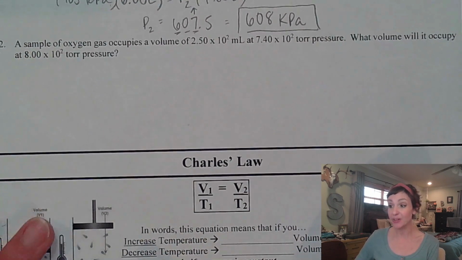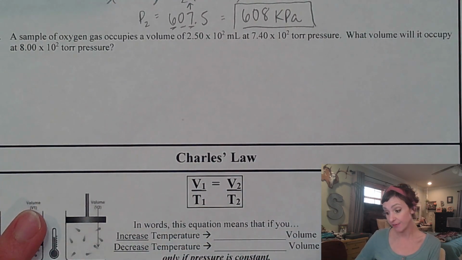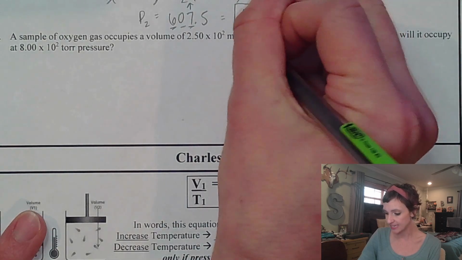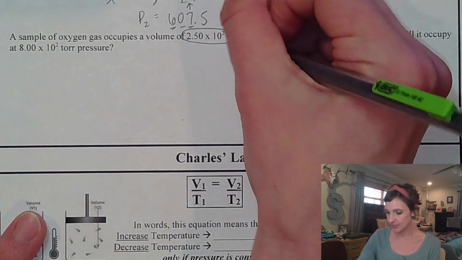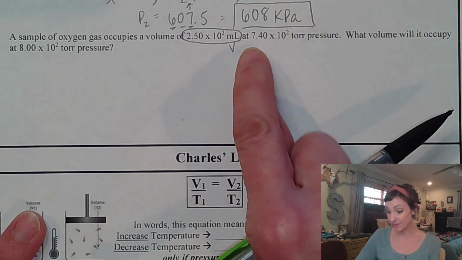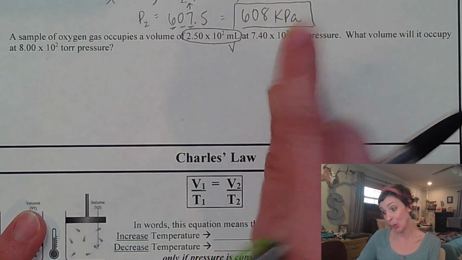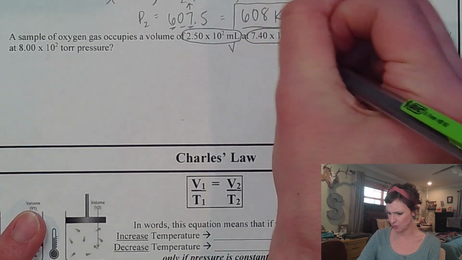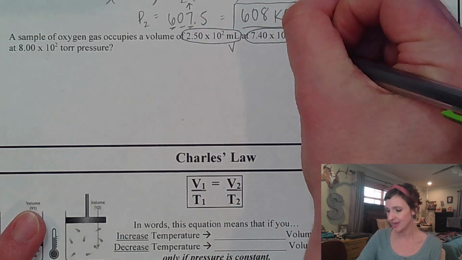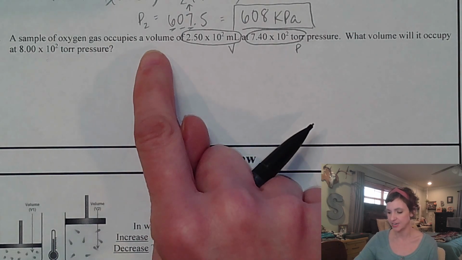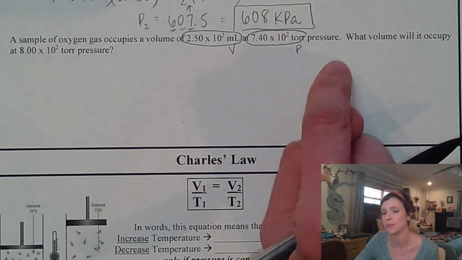It says a sample of oxygen gas occupies a volume of, oh my goodness, guys, I see milliliters. This lets me know this is a V. At 7.40 times 10 to the second torr. Torr is a unit for P. And some of y'all are rolling your eyes being like, well, duh, they're telling you volume is this and this is a pressure.